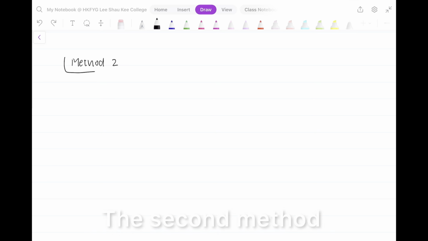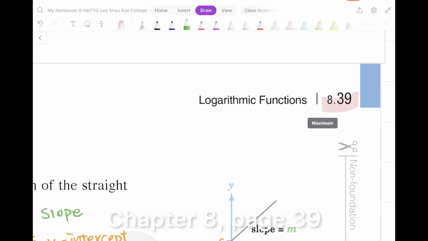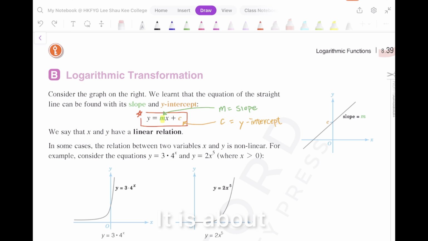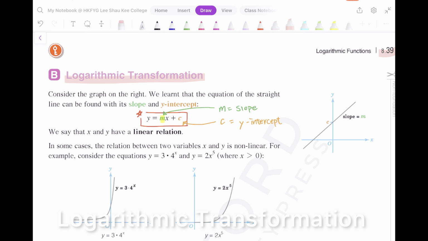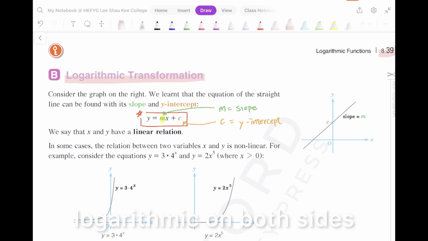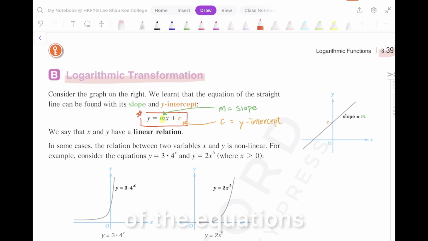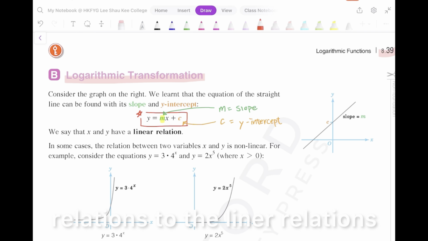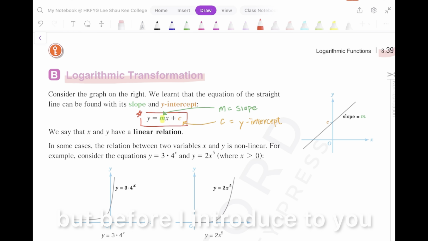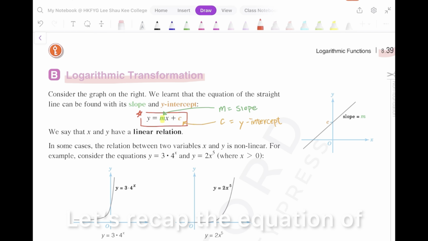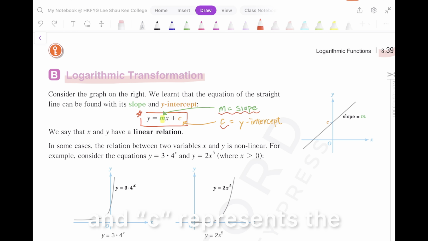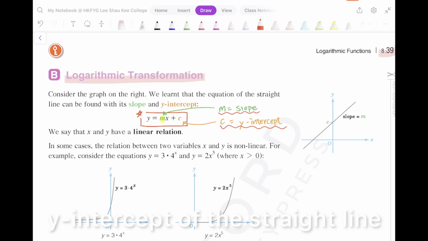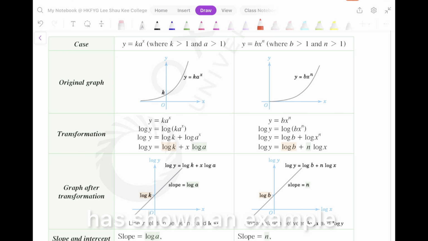The second method. Back to the book chapter 8, page 39. It is about logarithmic transformation. It means that we can take logarithms on both sides of the equation and transform the nonlinear relations to linear relations. But before I introduce the transformation, let's recap the equation of a straight line. As you can see, m represents the slope of the straight line, and c represents the y-intercept of the straight line. The following table shows an example.